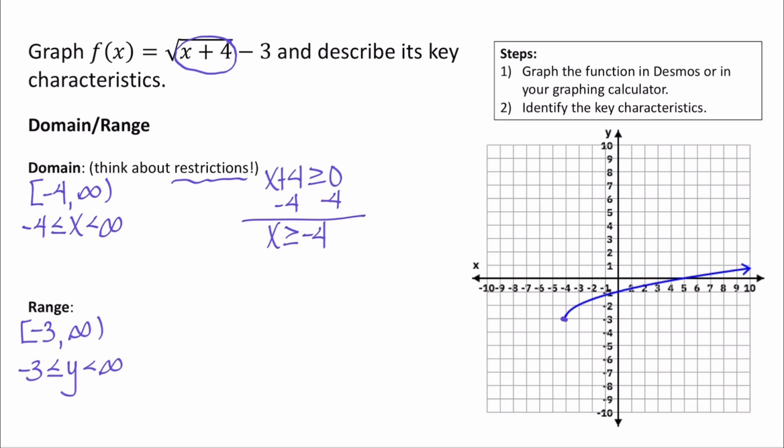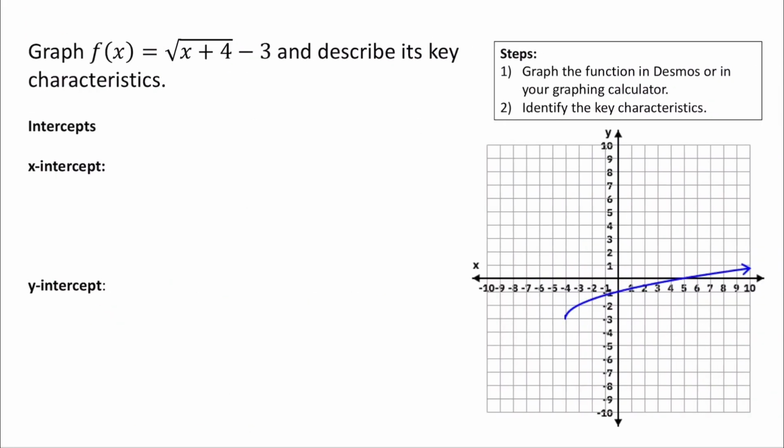So the reason it starts at negative 3 is because that's the y value that corresponds to f of negative 4, right? So if we do f of negative 4, we get the square root of negative 4 plus 4 minus 3. So that is the square root of 0 minus 3, which is 0 minus 3, which equals negative 3. So that's how we have that value.